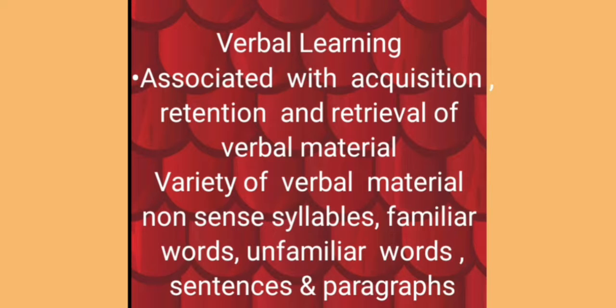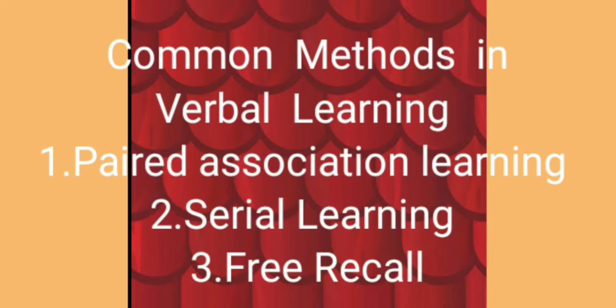Psychologists have developed different methods to study verbal learning in lab settings, and they also try to understand the types of mental events that occur while learning verbal material. For this, a variety of verbal materials are used, including nonsense labels, familiar words, unfamiliar words, sentences, and paragraphs. Now let's talk about the different methods used in studying verbal learning. In your course book, 3 methods are mentioned, and they are paired association learning, serial learning, and free recall. Let's try to understand these.